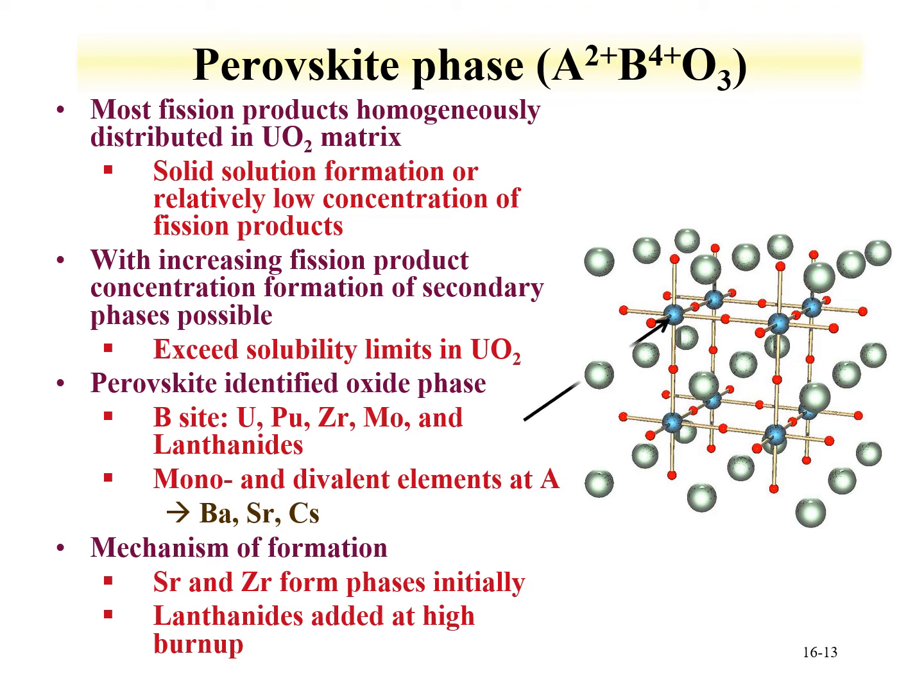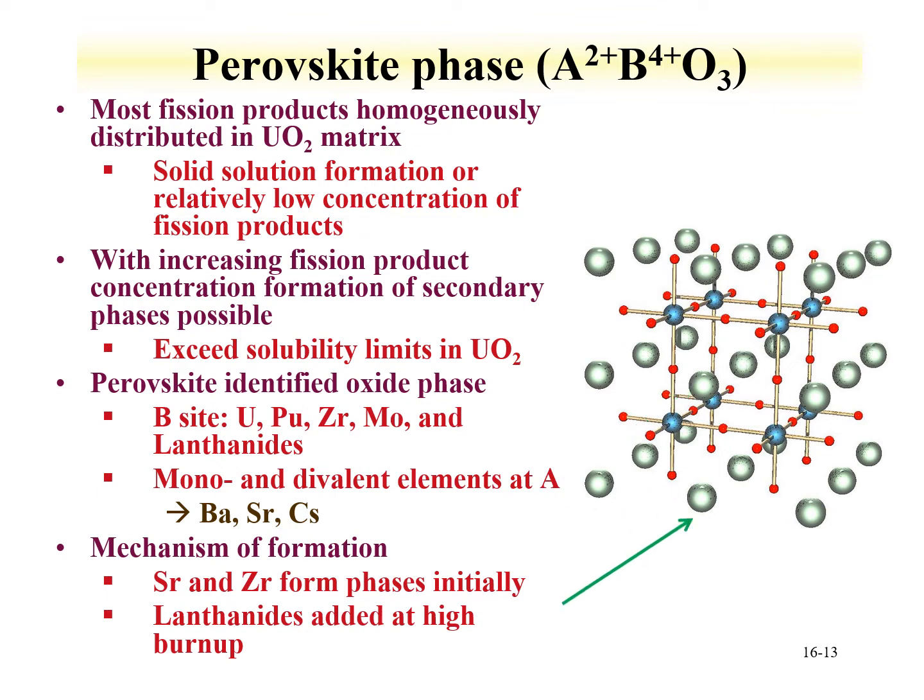And what one could see, for an example of a perovskite phase shown here, is that this B site could be occupied by uranium, plutonium, zirconium, molybdenum, and the lanthanides. The A site could be occupied by the divalent barium, strontium, or the monovalent cesium. When solubility limits of these elements are reached, this material can be formed.